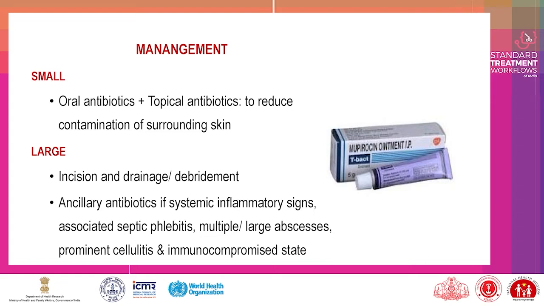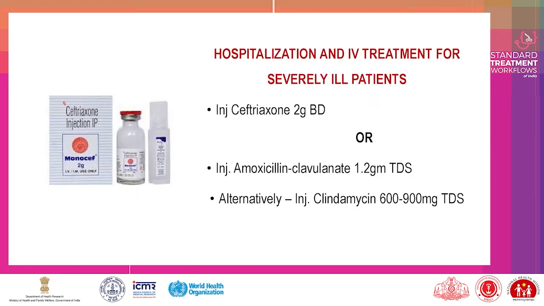incision and drainage or debridement, and ancillary antibiotic if systemic inflammatory signs, associated septic phlebitis, multiple or large abscesses, prominent cellulitis, and immunocompromised state present. Hospitalization is required for severely ill patients, and IV antibiotics such as injection ceftriaxone 2 gram BD or injection amoxicillin clavulanate 1.2 gram TDS, and alternatively injection clindamycin 600 to 900 mg TDS.